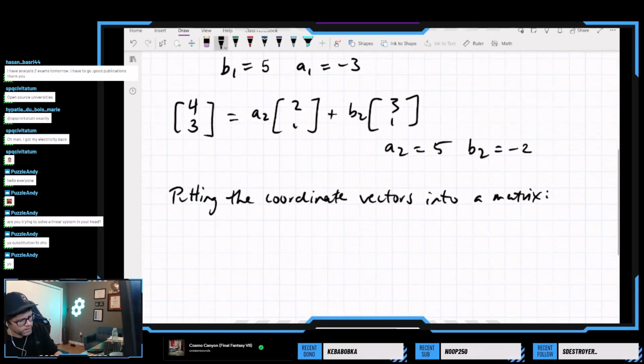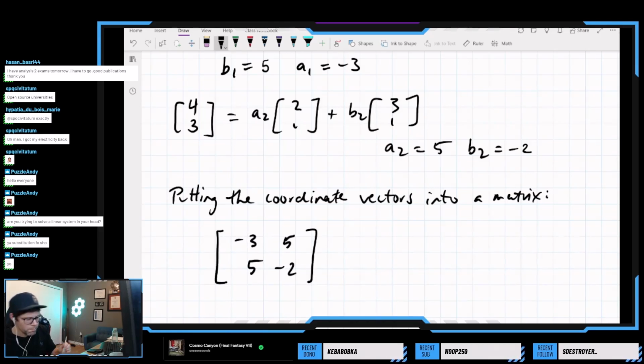So this is where I'm going to need a little bit of help. So let's arrange this as A1, B1, so negative 3 and 5. And then A2, which is 5, and B2, which is negative 2. So this matrix should do some kind of conversion for us. And I'm trying to remember if this is the matrix that goes from B to C or C to B.